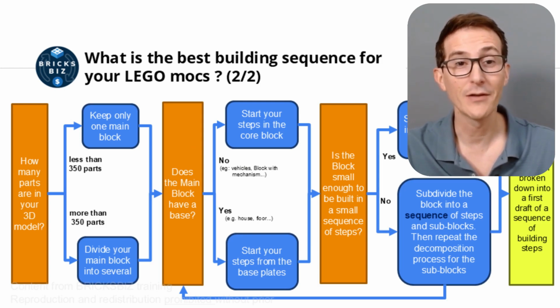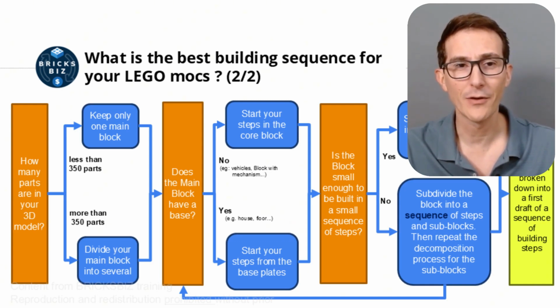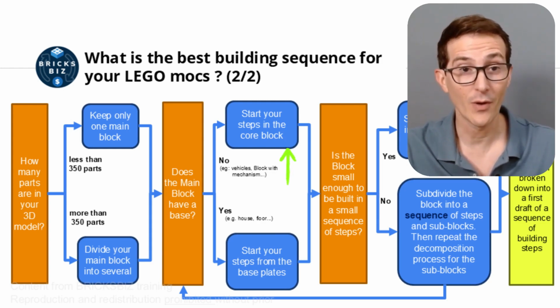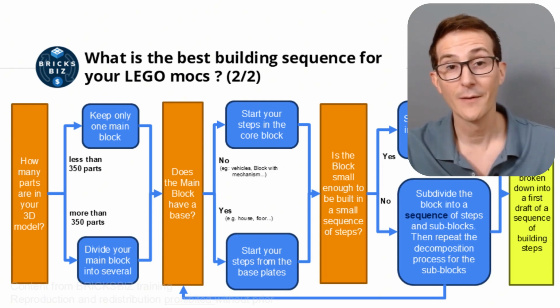If this is the case, for example for a house or a floor of a house, I'd advise you to start your building steps with the Lego plate that form the basis of the model. If your main block doesn't necessarily have a base, for example in the case of a vehicle, or if you're starting to work on a block with mechanisms, I recommend starting with the heart of the block, then gradually adding parts from the inside to the outside of the building.